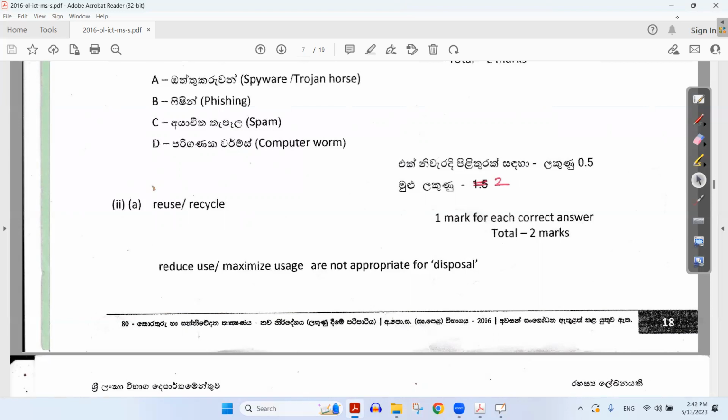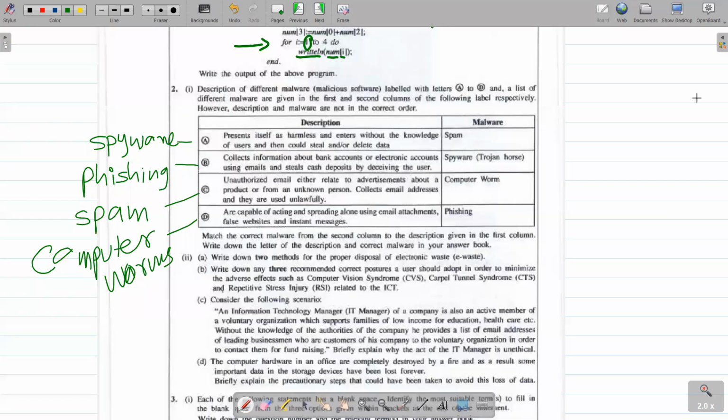Okay. So the next question, part B is saying write down any 3 recommended correct postures a user should adopt in order to minimize the adverse effects such as computer vision syndrome, carpal tunnel syndrome, and the repetitive stress injuries related to the ICT. They are asking 3 recommended correct postures, right? So you can give answers like this.